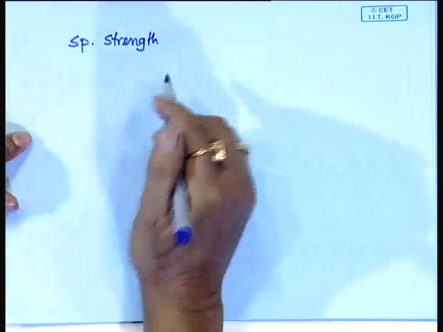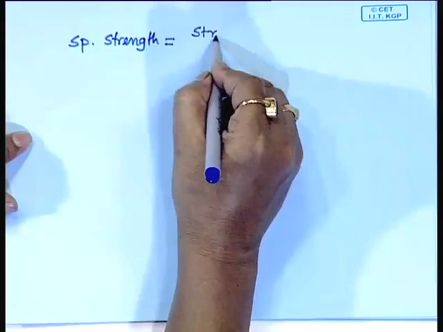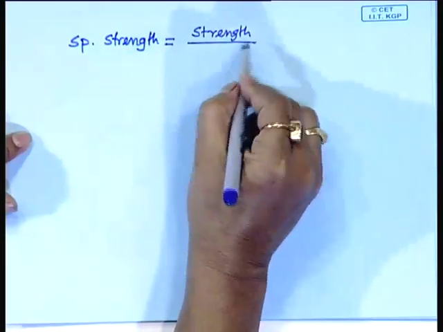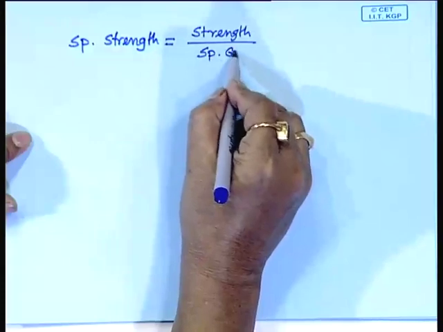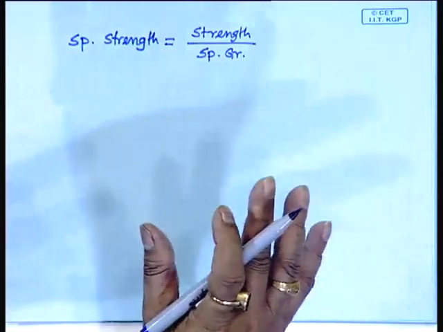What is specific strength? Specific strength is the ratio of the strength to the specific gravity of the material. That means we have a material which is strong as well as light. Think of steel, its tensile strength is very high. Divide that tensile strength or tensile modulus or compressive modulus by its specific gravity, and you will get some value.